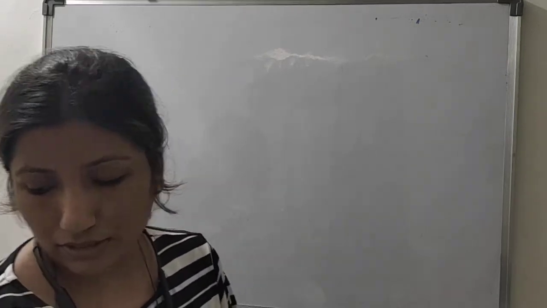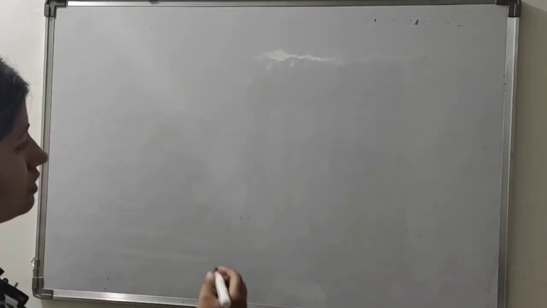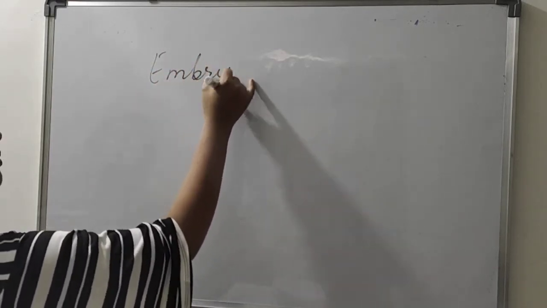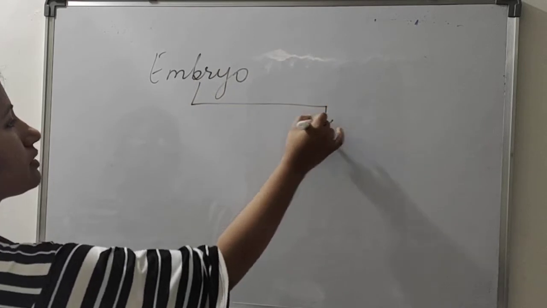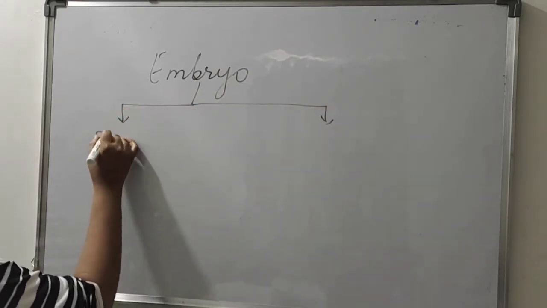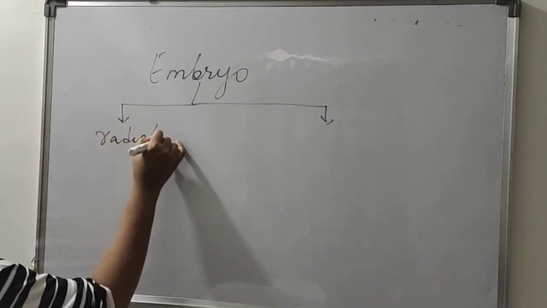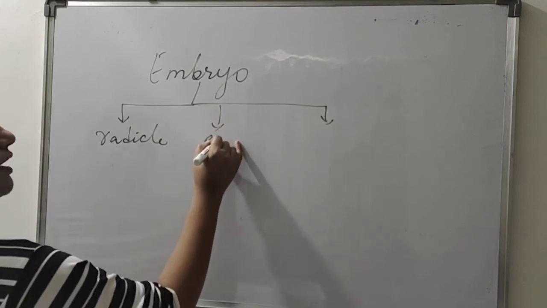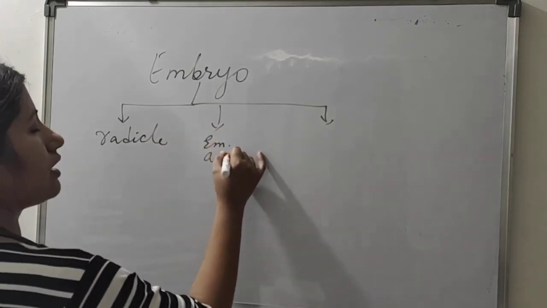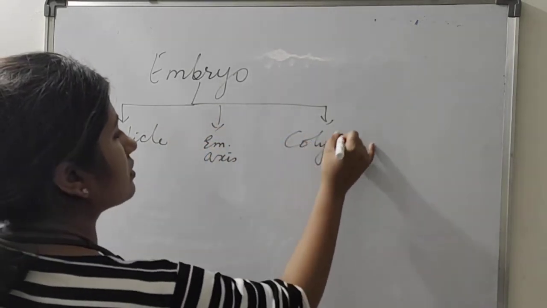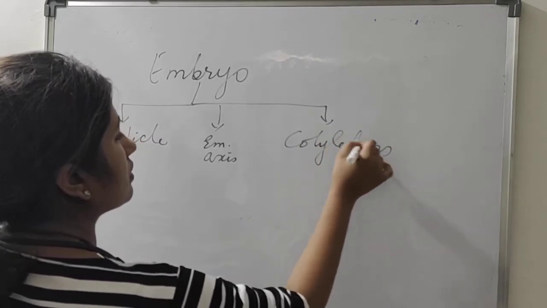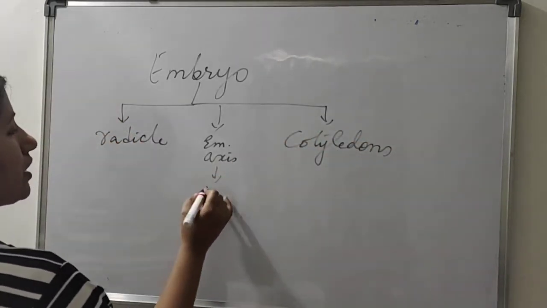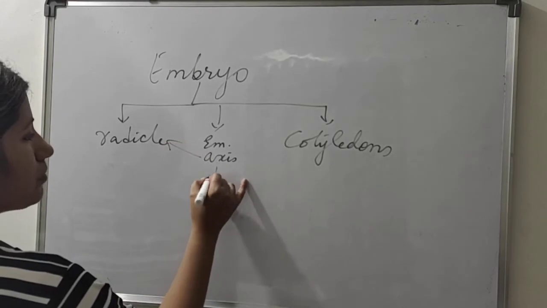Sorry, let me just rewind this. Embryo has three parts, where one part is radicle, another part is embryonal axis, and the other part is cotyledons. Whereas plumule is a part of the embryonal axis. Even the radicle is a part of the embryonal axis.